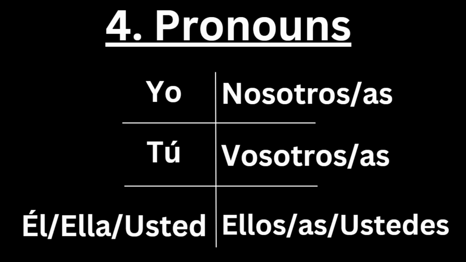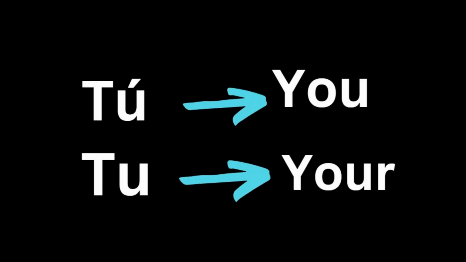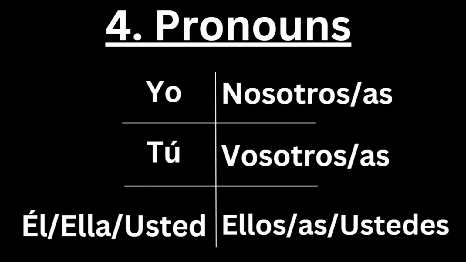Yo, tú with an accent, because without the accent, it means tu, which is your. Él, you can also say ella or usted, and usted actually means you formal, like when you're talking to a professional person. Nosotros is masculine, and nosotras is feminine. These pronouns have genders. Vosotros is you all masculine, and vosotras is you all feminine. And ellos is they masculine, ellas is they feminine, and ustedes is you all formal.